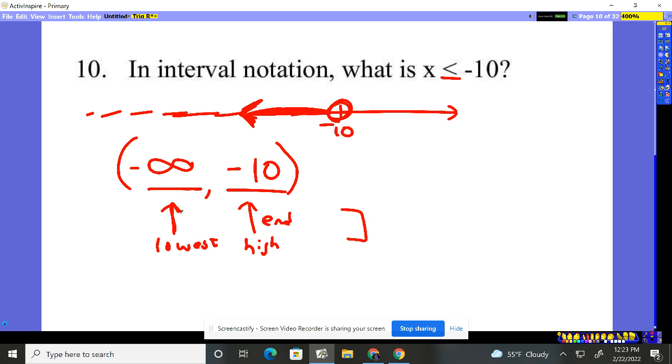You always need to start where it starts. A lot of you keep putting this as your answer, and you have them in reverse order. Negative 10 needs to be over there. It starts at negative infinity, far left, and ends at negative 10.